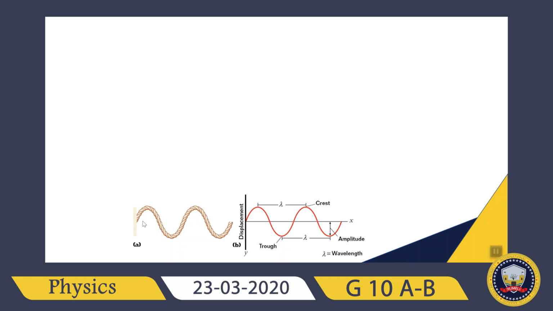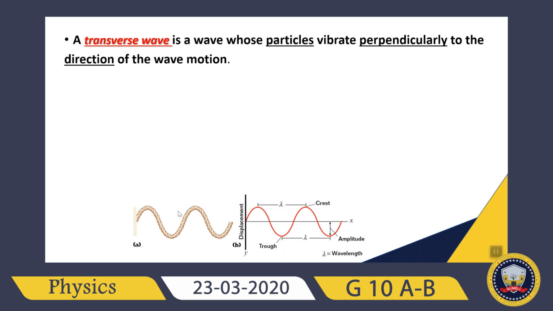So the two directions are perpendicular to each other: the direction of vibration you are doing and the direction of propagation, the motion of the wave itself. It will be horizontal while you are moving it vertically. So when the two directions are perpendicular to each other, this wave is called a transverse wave. So the transverse wave is a wave whose particles vibrate perpendicularly to the direction of wave motion.